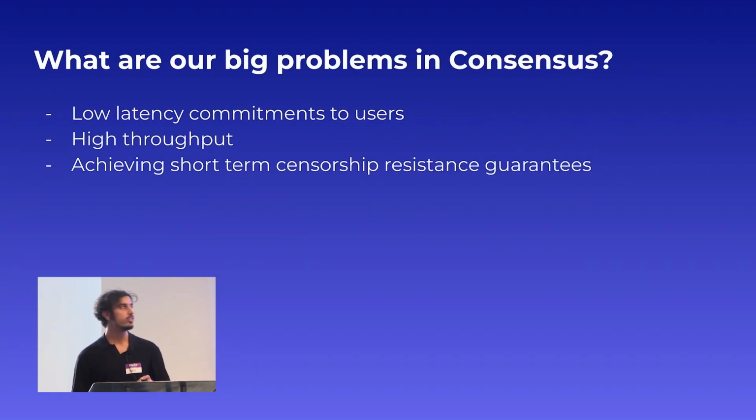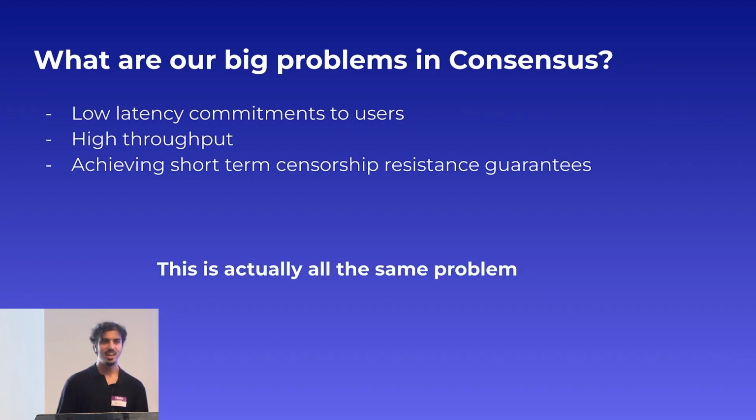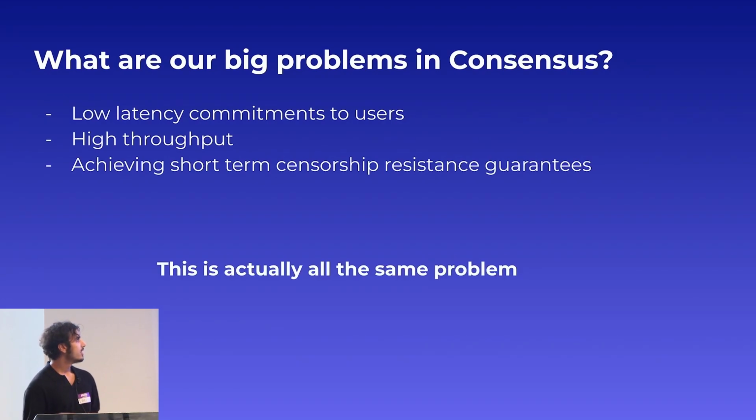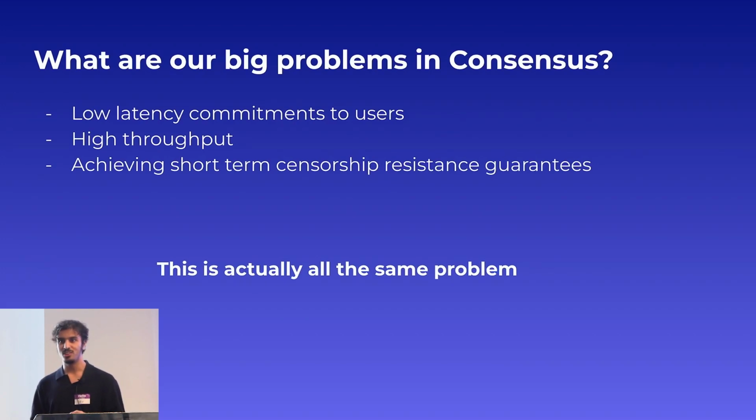So what are our goals in consensus right now? The big problems we have is give people lower confirmation times, get high throughput, and get short-term censorship resistance. Now, if you think about it for a second, this is actually all the same problem. You go to Osmosis front end, you do a transaction, you want to get it in quickly. So high throughput is get me in quickly when there's many other people who want to do something right now. Short-term censorship resistance, get me in quickly when the next block proposer doesn't see me for whatever reason. Like, they choose to censor me.